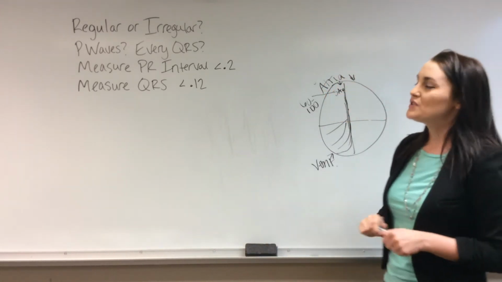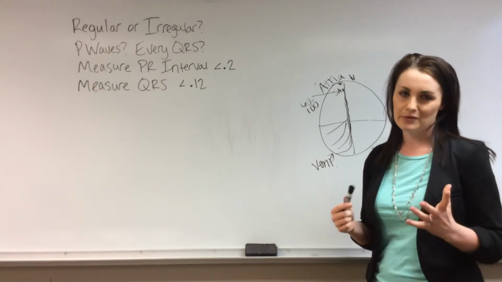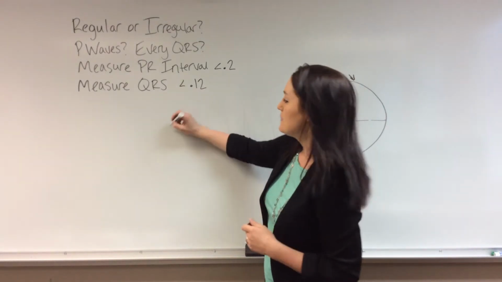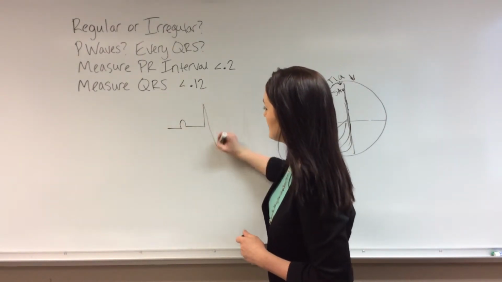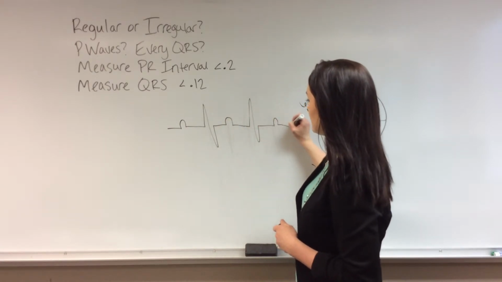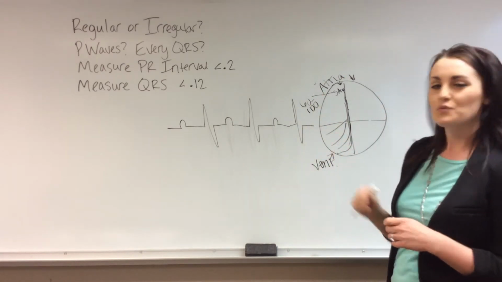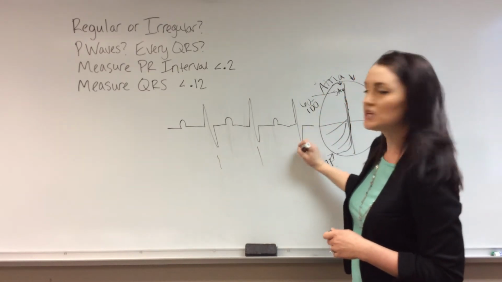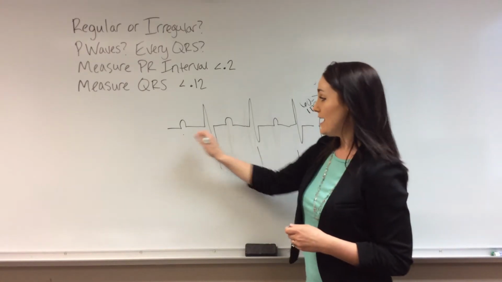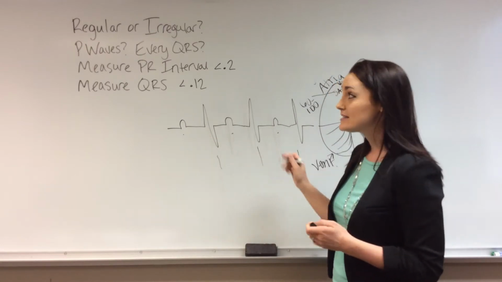Okay, so on to our next. Now we're getting into more of the dysrhythmias. So you're going through your steps and you're noticing that it's regular. It's a nice regular rhythm. The QRSs march out, we'll say. We have P waves. We have a P wave for every QRS.